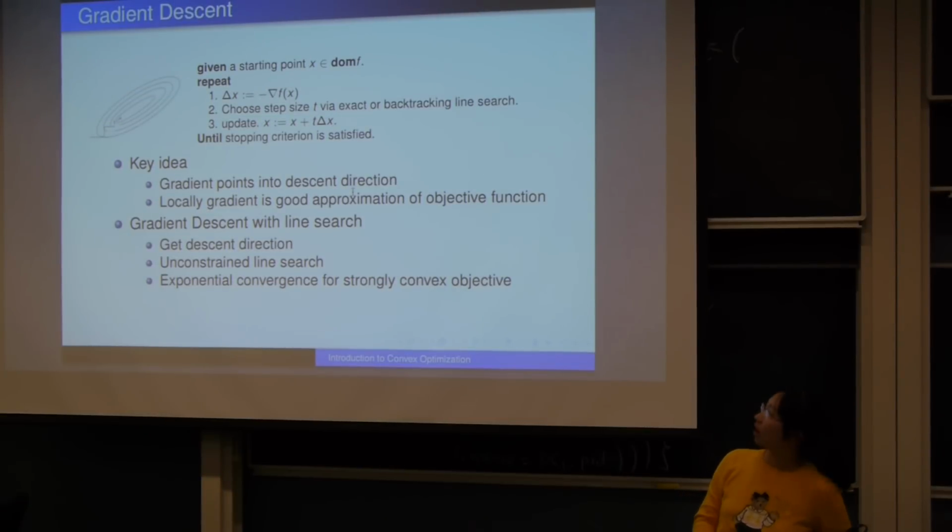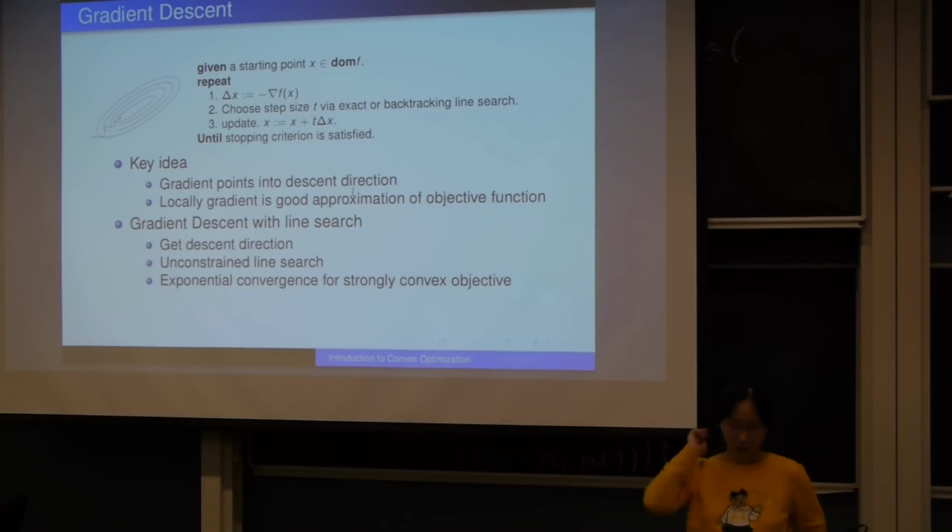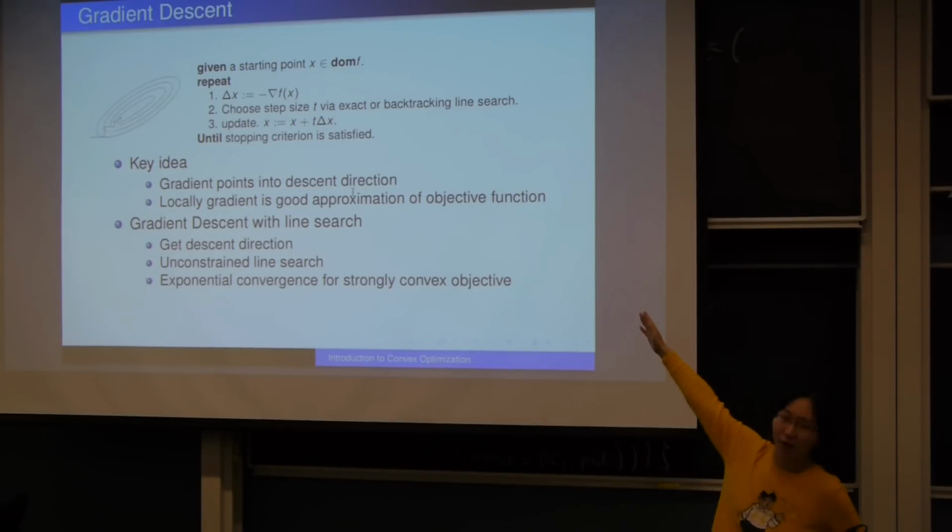Now I'm going to talk about unconstrained convex optimization. First, I'm going to introduce the first order methods. There are a lot of first order methods, but gradient descent is one of them, and it's the simplest one. The algorithm is shown above.